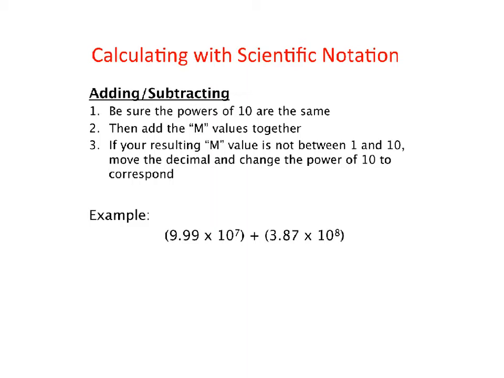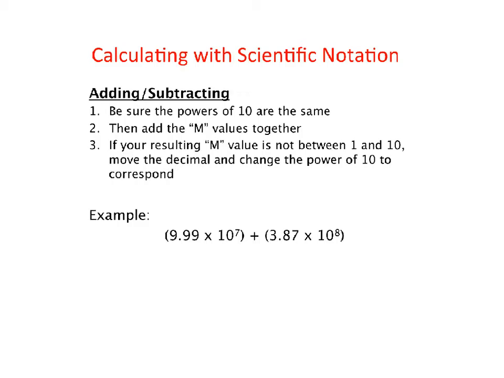If you look at these two numbers, you might be tempted to think that the first number is actually larger, since the base number is larger than the base number in the second number. However, when you take into consideration the factors of 10, the second number is actually larger because it has 10 to the 8th, whereas the first one is 10 to the 7th. That's why it's important to make sure that the numbers have the same power of 10.